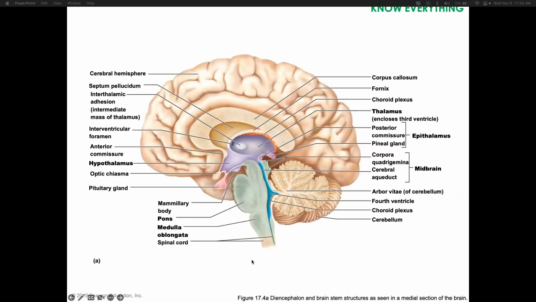This image is of the inside of the brain. So if you can see, the fornix and corpus callosum are areas of tissue that separate the thalamus from the cerebrum. In between the fornix and corpus callosum is a cavity filled with cerebrospinal fluid called a ventricle. The anterior and posterior commissures are connection points that connect the left and right hemispheres of the brain. The corpora quadrigemina in the midbrain is our reflex center involved in hearing and vision.